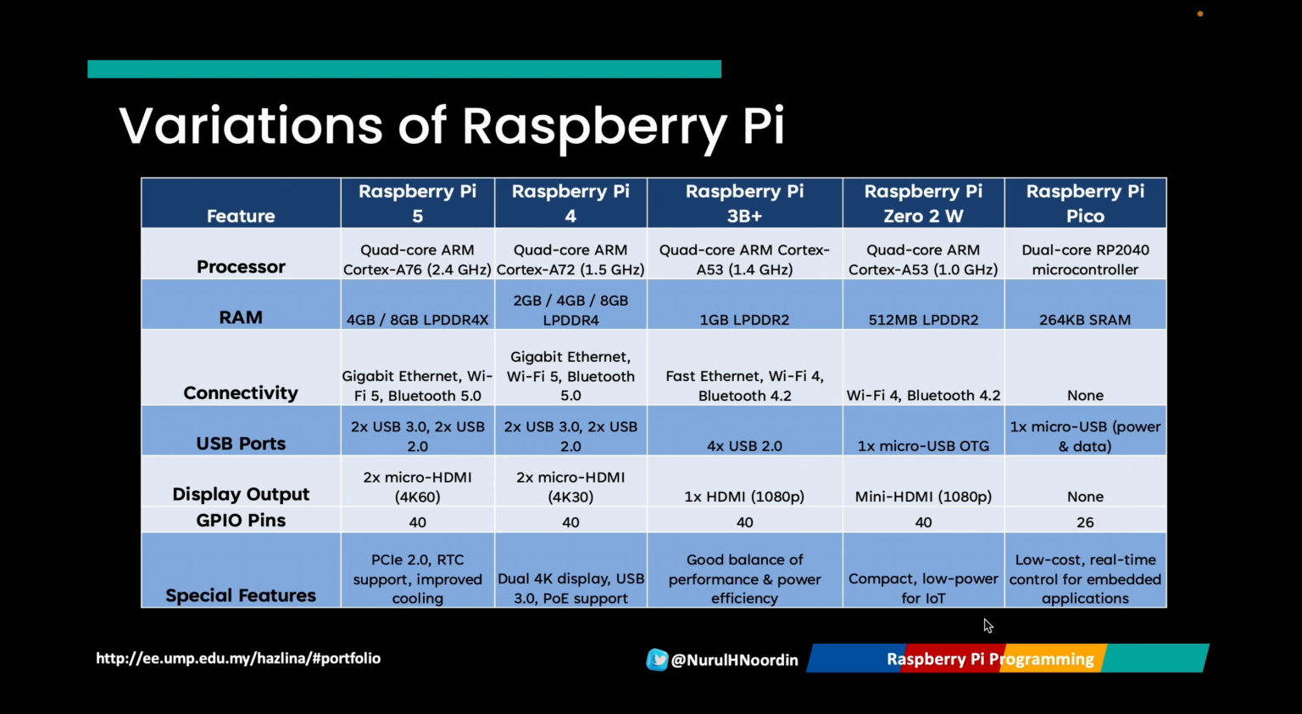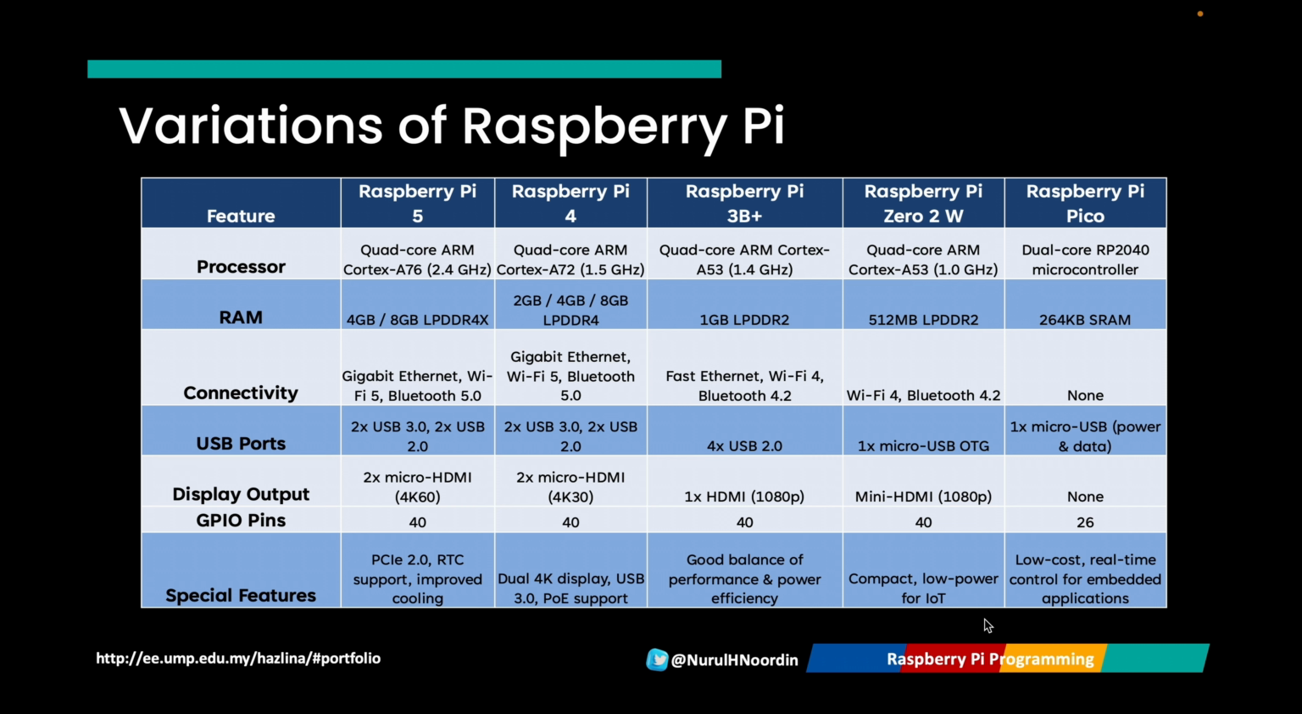Now, the most recent Raspberry Pi 5, for example, is the latest and most powerful model. It features a 2.4 GHz Cortex-A76 processor, 8 GB of RAM, and PCIe expansion support. This Raspberry Pi 5 offers a significant performance boost compared to previous models, making it ideal for AI, edge computing, and high-performance applications. In comparison, the Raspberry Pi 4 and the Raspberry Pi 3B, such as the one shown here, offer a balance between affordability and capability.